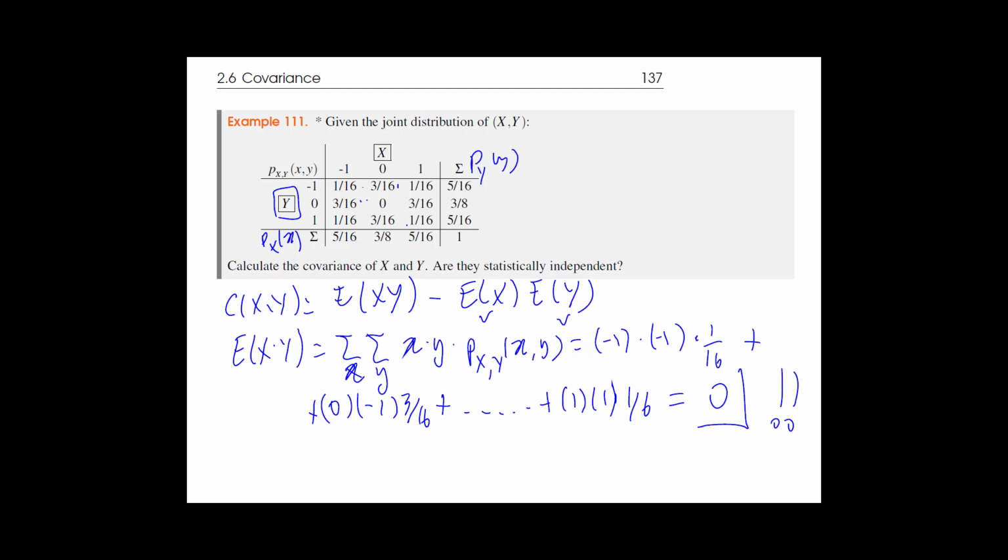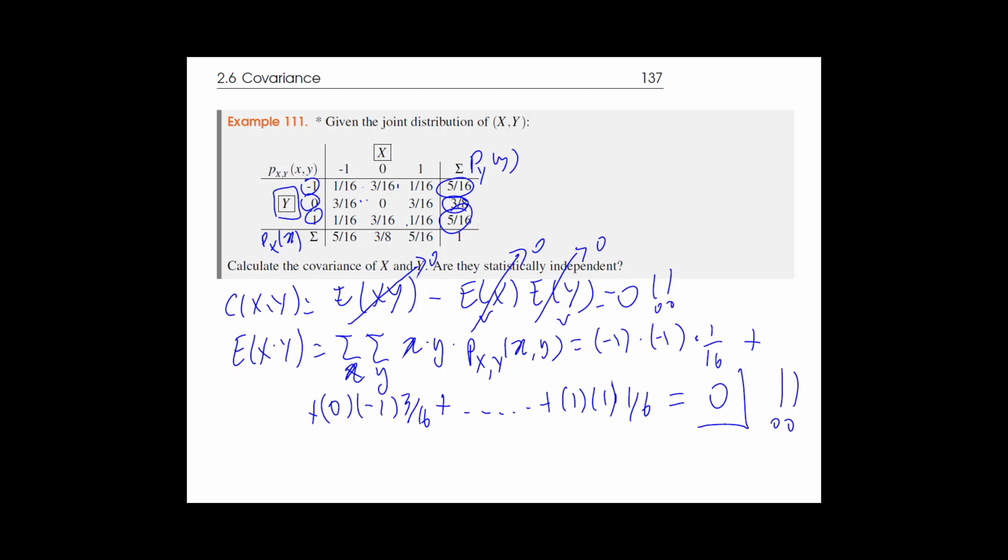All right, so this term is 0. Now, it turns out that these guys are also 0, expected value of x and expected value of y. Now, maybe you can see it directly, right? So it's going to be negative 1 times this plus 0 times this plus 1 times this for the expected value of y, right? So, since you have the same weights, you're going to get 0 for both. So please do it, make sure. So finally, the covariance is 0.